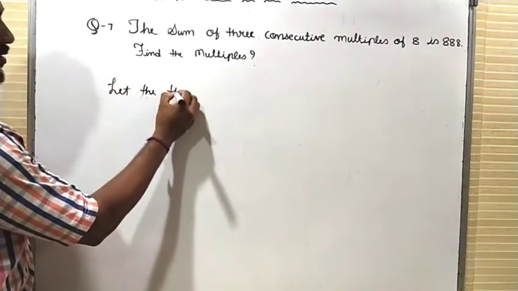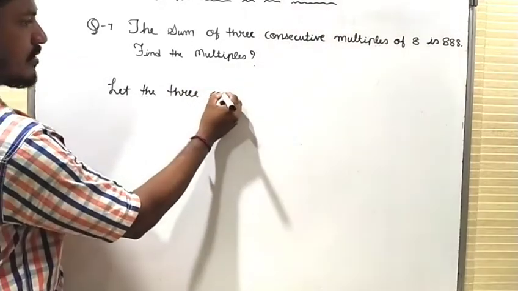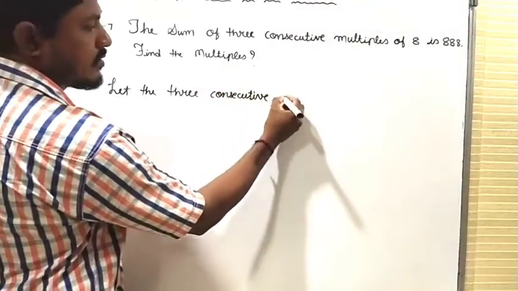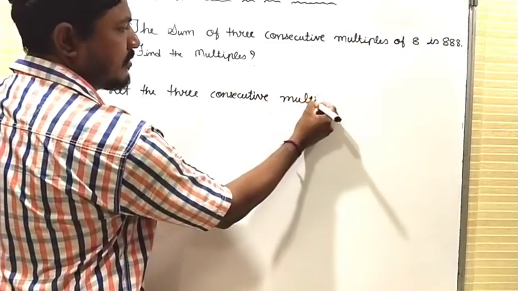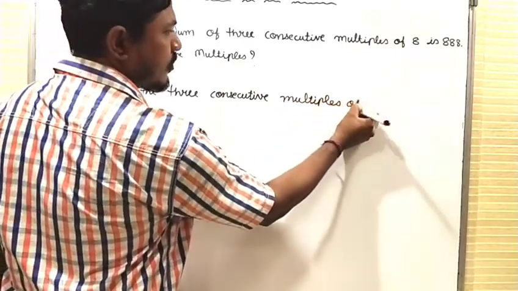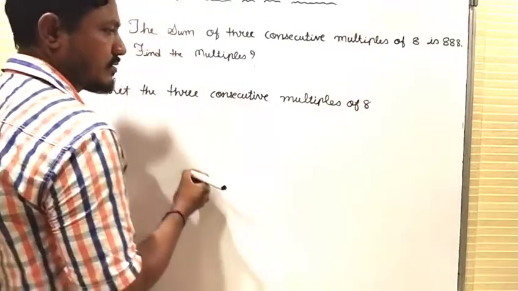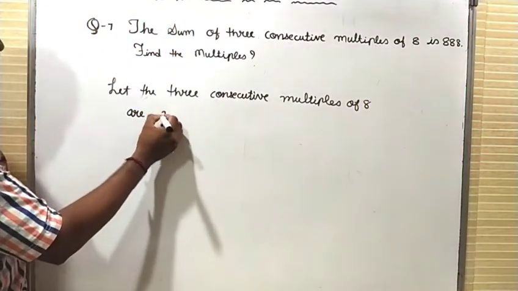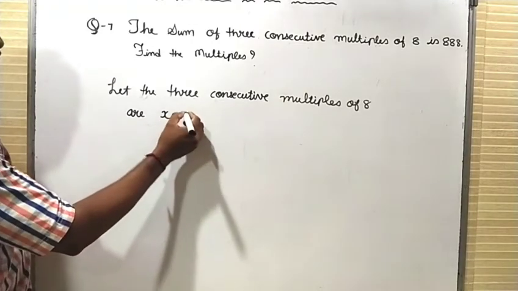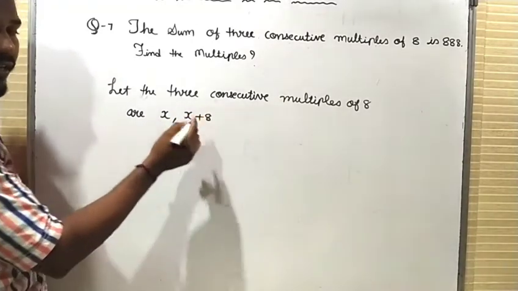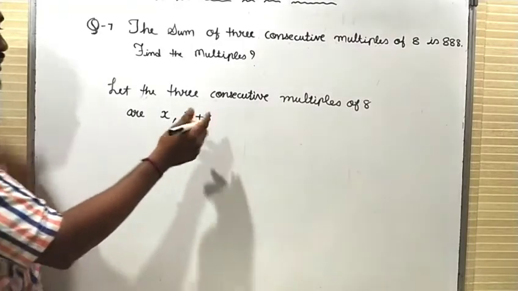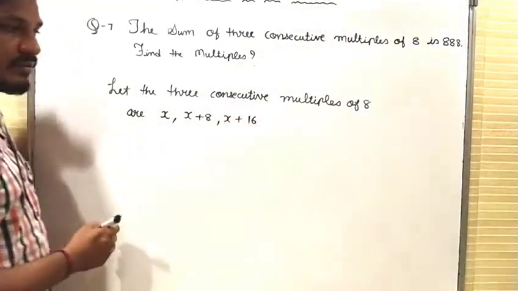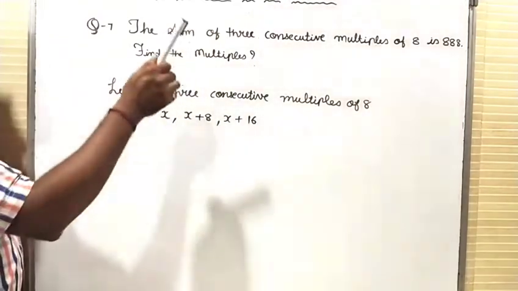Let the three consecutive multiples of 8 be x, x plus 8 (in place of 1 you should write 8), and the next number should be x plus 16. These are the three consecutive multiples of 8.